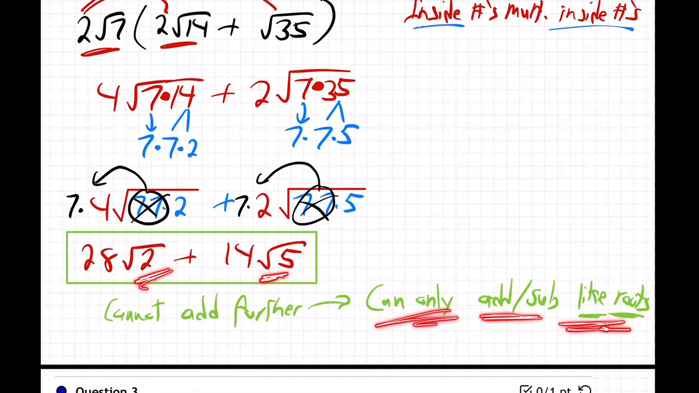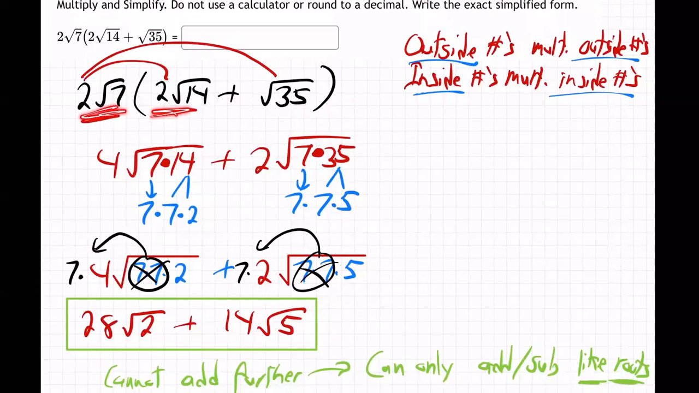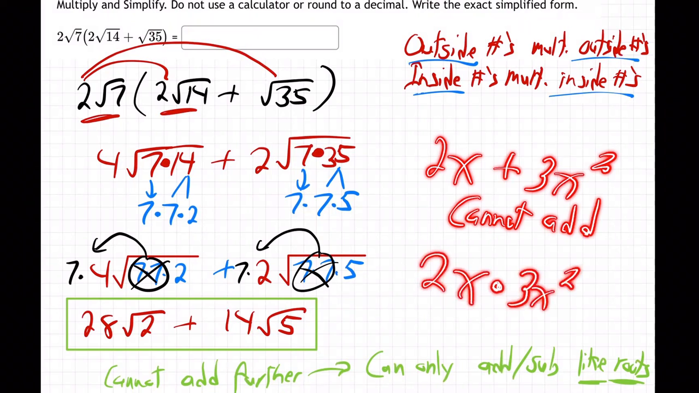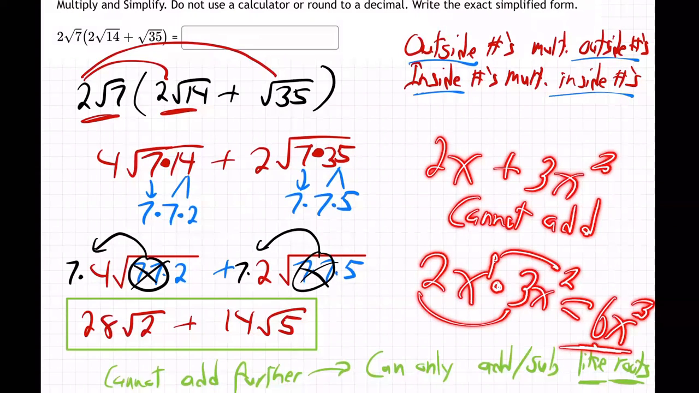You can multiply anything, right? We did it up here. Yeah, we multiplied. Just like with letters, think about letters. If you had 2x and 3x squared, you cannot add, right? Because they're different letter patterns. Remember what we've learned about letters? You can only add same powers, but you could multiply them. 2x times 3x squared, we could do it. It would be 6x cubed, wouldn't it? You just multiply the numbers in the front, add the powers. You can multiply anything for letters, for roots, but you can only add or subtract like letters, like roots.